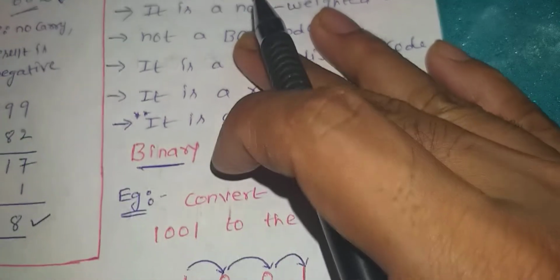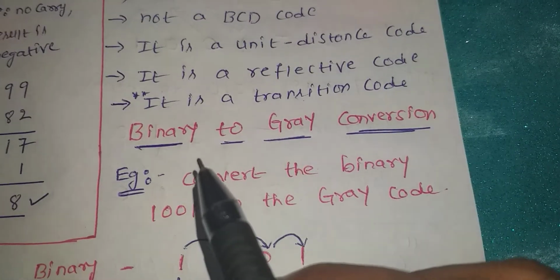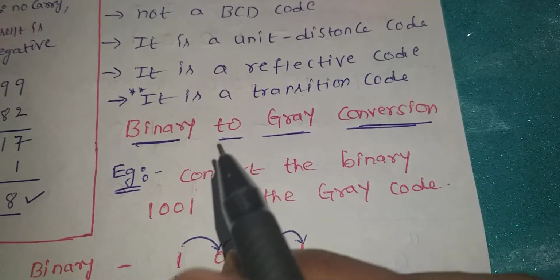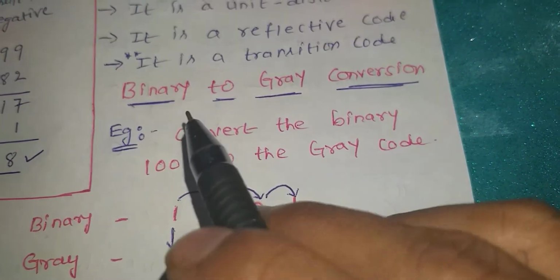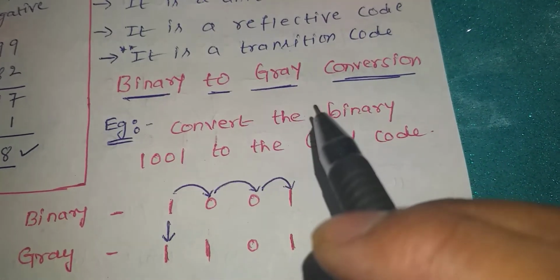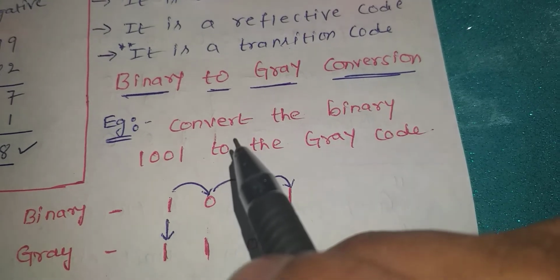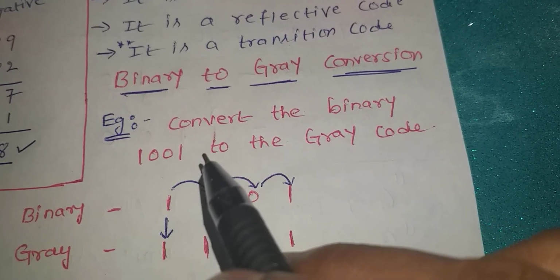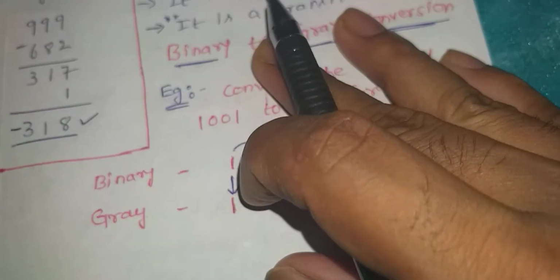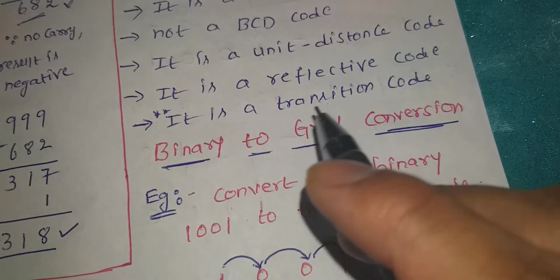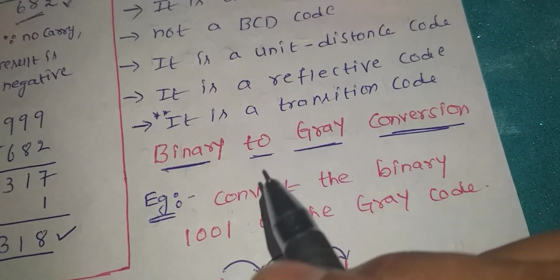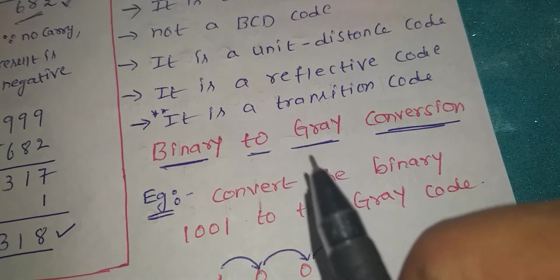First of all, we will try to see the conversions, binary to gray code conversion and gray to binary conversion. Now first of all, binary to gray code conversion, look at this with an example. Convert the binary number 1001 to the gray code. How to convert this? With the help of a transition. That means if there is a transition, the output is 1. If there is no transition, the output is 0.